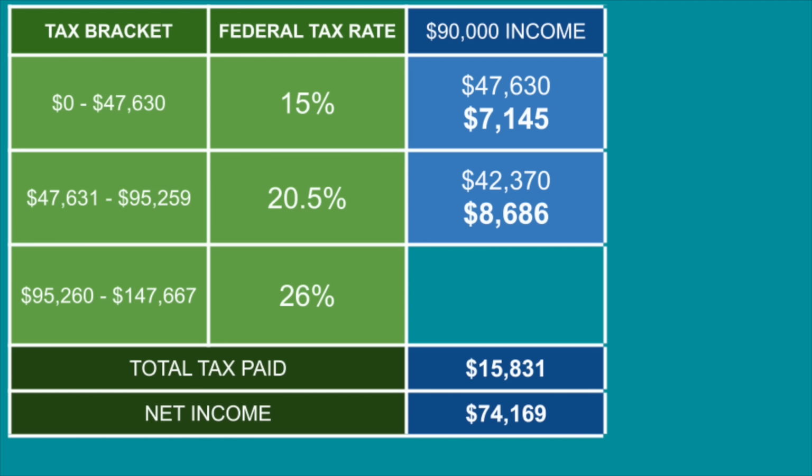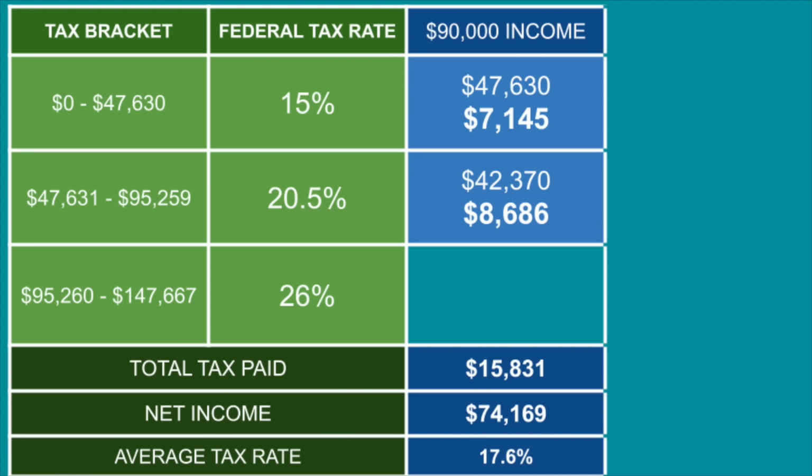If we divide our tax paid by our income of $90,000, we get an average tax rate of 17.6%. The average tax rate isn't really an important number. It just gives you a sense of how much of your total income was lost in taxes. The really important number is your marginal tax rate, which is the tax rate of your current tax bracket. In this case, our marginal tax rate is 20.5%, meaning that for every extra dollar we earn, we lose 20.5 cents in taxes to the Canadian government until we max out this tax bracket, and then our marginal tax rate will jump up.